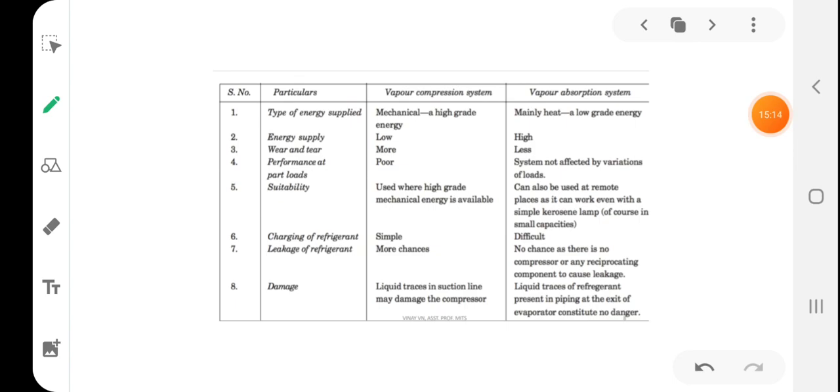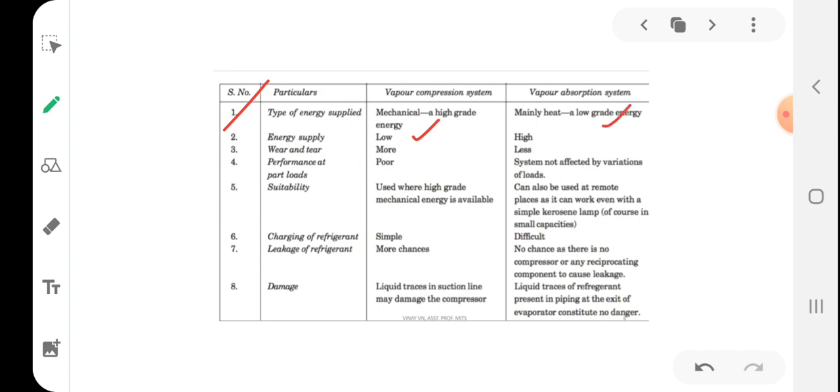So let us compare the two different systems, the vapor compression system and the vapor absorption system, based on some criteria. The first criterion is the type of energy supplied. Since the vapor compression system has a compressor as the device which sets up a pressure differential, it should be provided with mechanical work or a high grade energy.